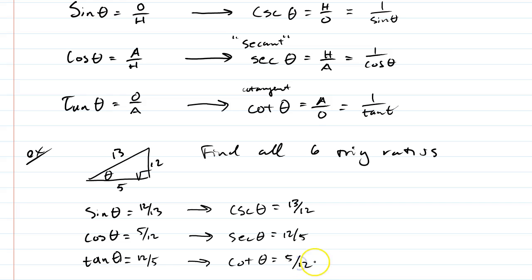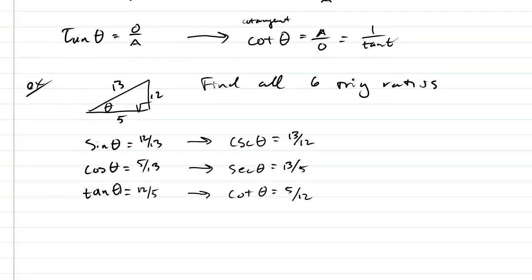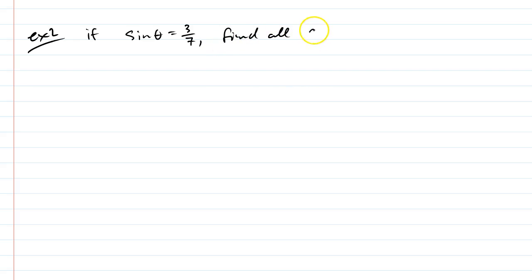5 over 12. And I realize now that I accidentally wrote the wrong hypotenuse here. So for cosine, it needs to be 5 over 13, and secant should be 13 over 5. So that's just one way to get your trig ratios. They might also, in another example, give you a different kind of setup. They might say something like, if sine of theta is 3/7, find all 6 trig functions.